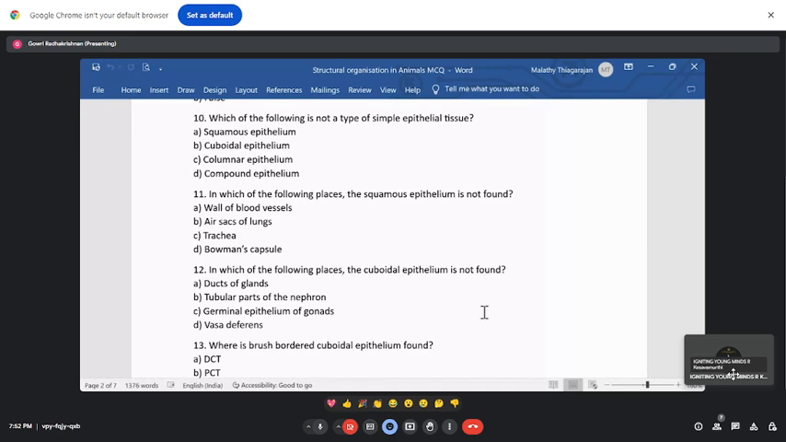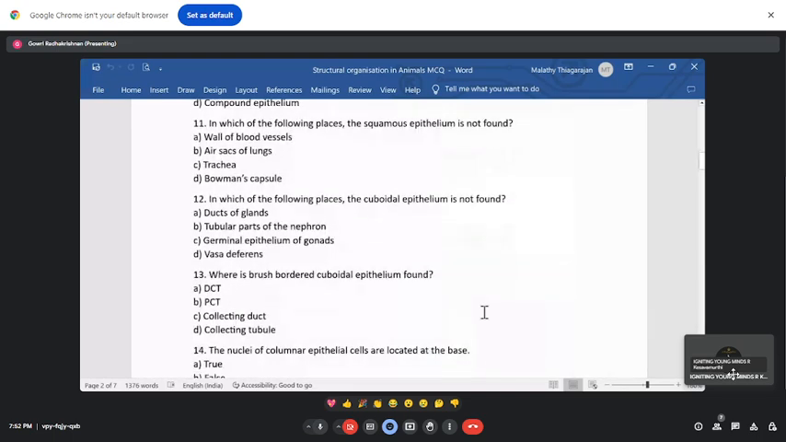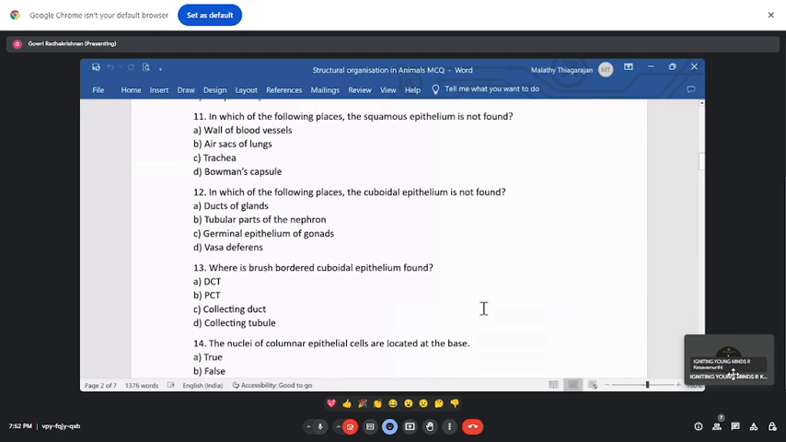Okay. All right. Now we go to the next one. In which of the following places is squamous epithelium not found? Squamous epithelium is found in the inner wall of blood vessels, air sacs of lungs, and Bowman's capsules. Everywhere squamous epithelium is found, except the trachea. In the trachea, squamous epithelium is not there. So option C is the correct answer.